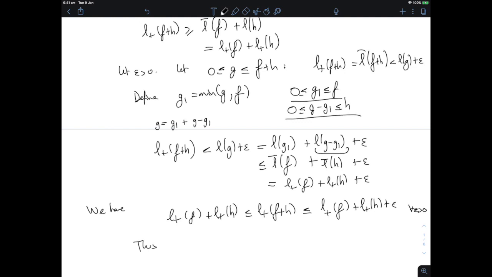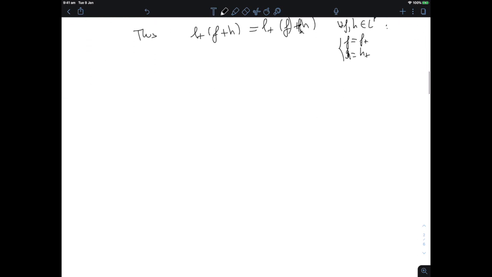And thus we have the linearity of L plus, not quite linearity, but the group homomorphism property, for all f and h in LP such that f is f plus and h is h plus. Okay, so let's get to general f and h from that result on positive elements. So let F and H be in LP, general ones.